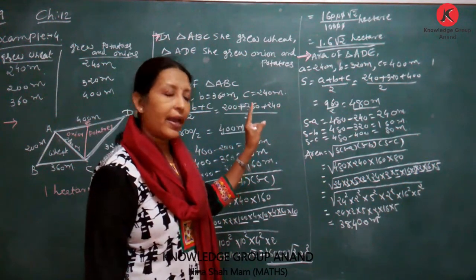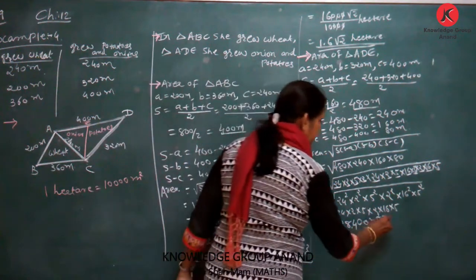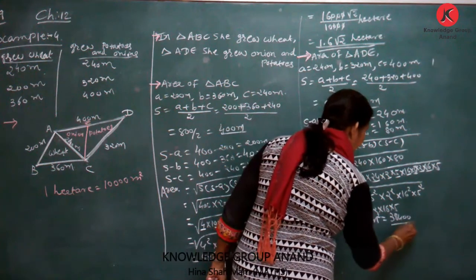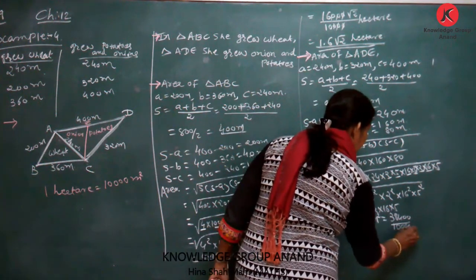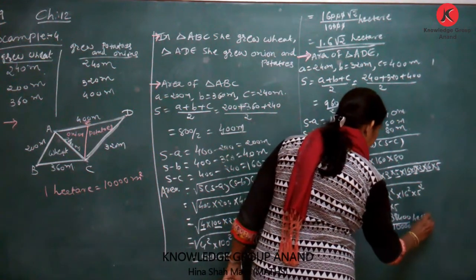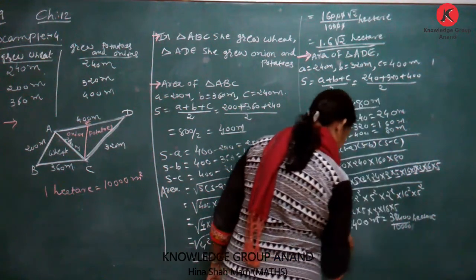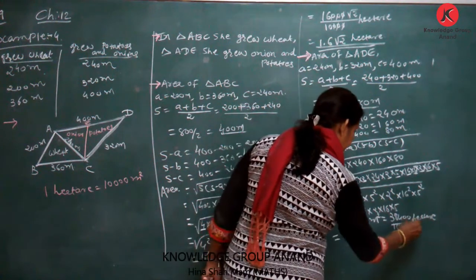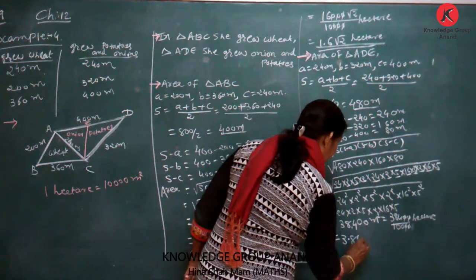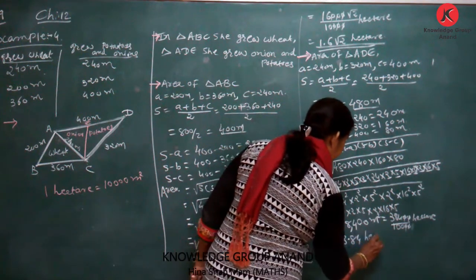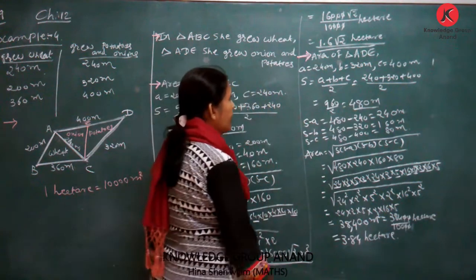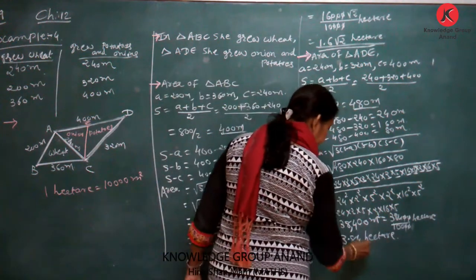Now area convert into hectare equals to 38400 divided by 10,000 hectare is equals to 3.84 hectare.